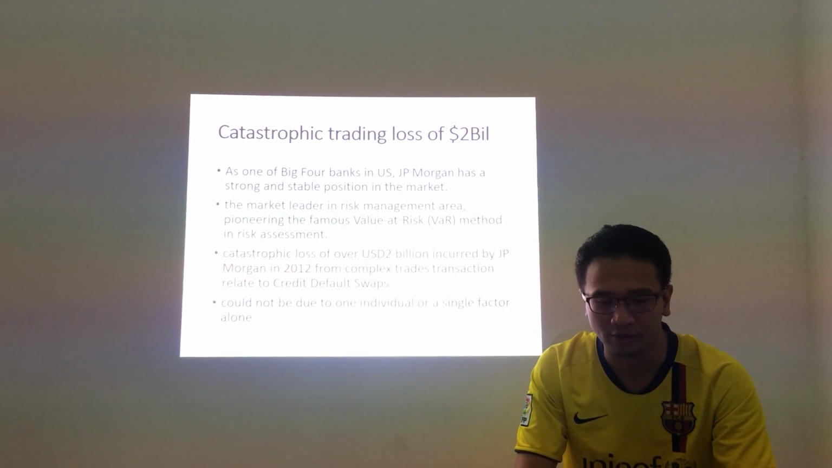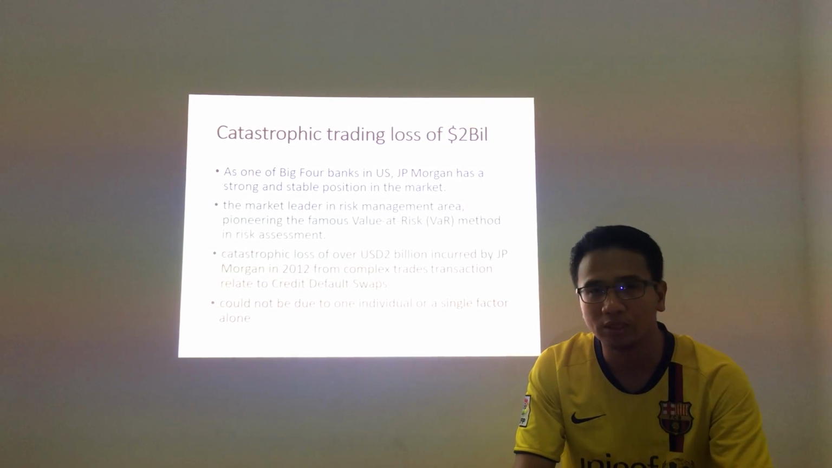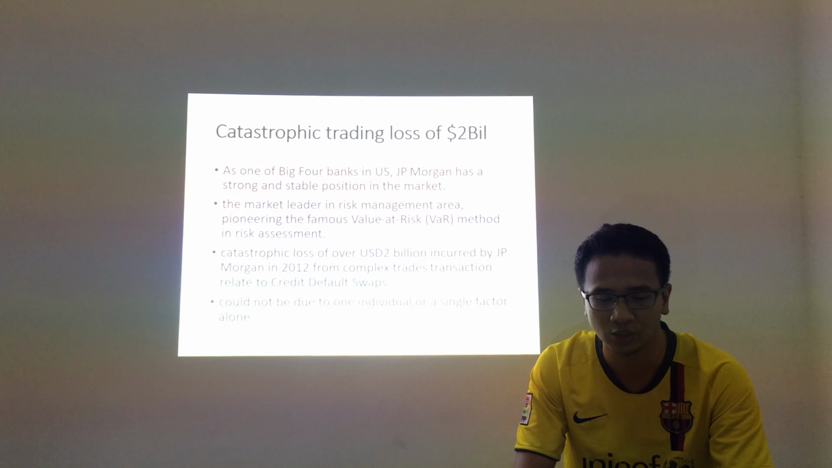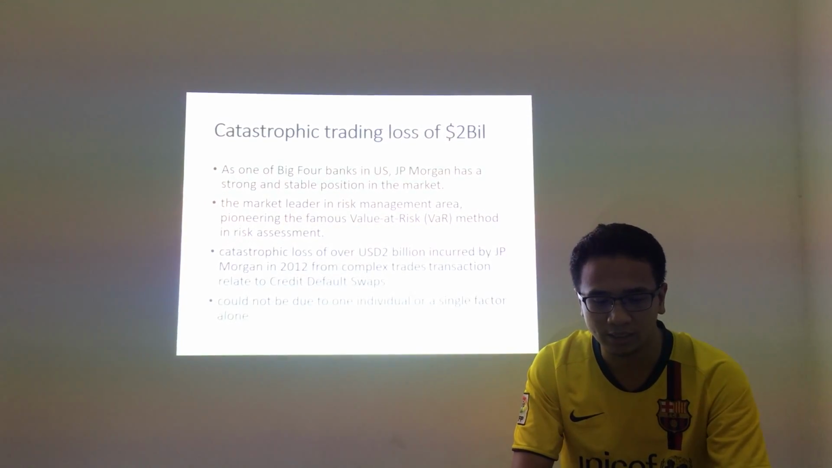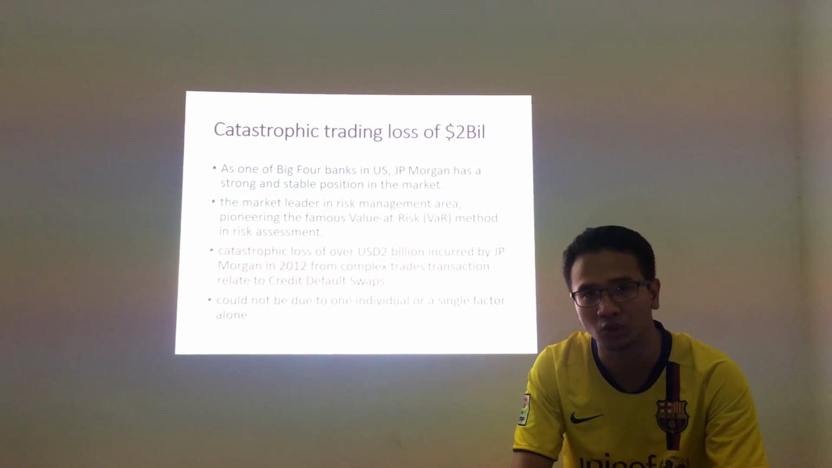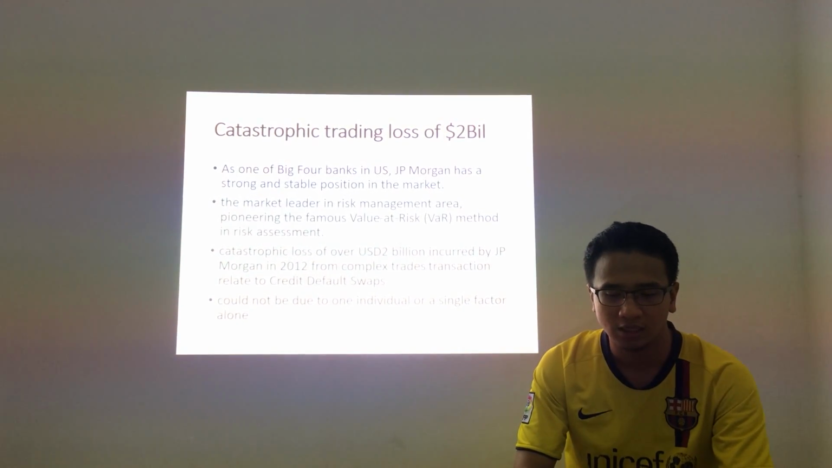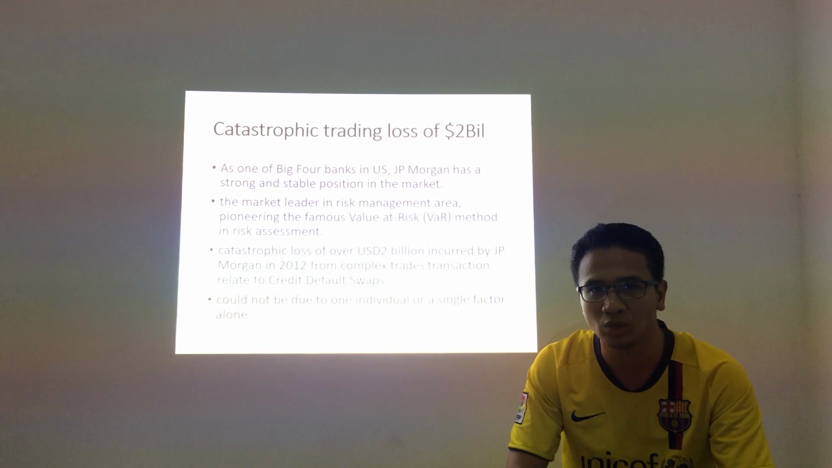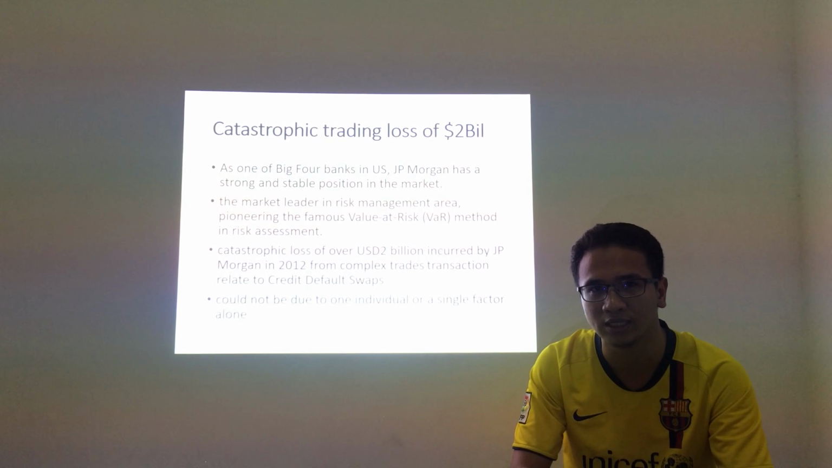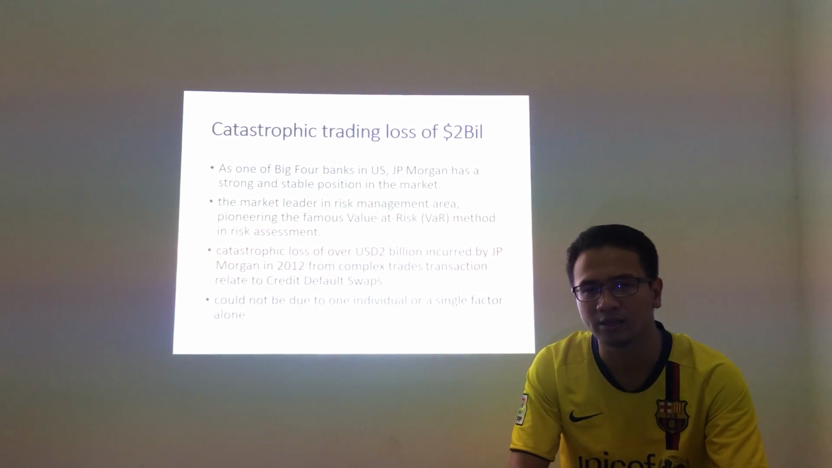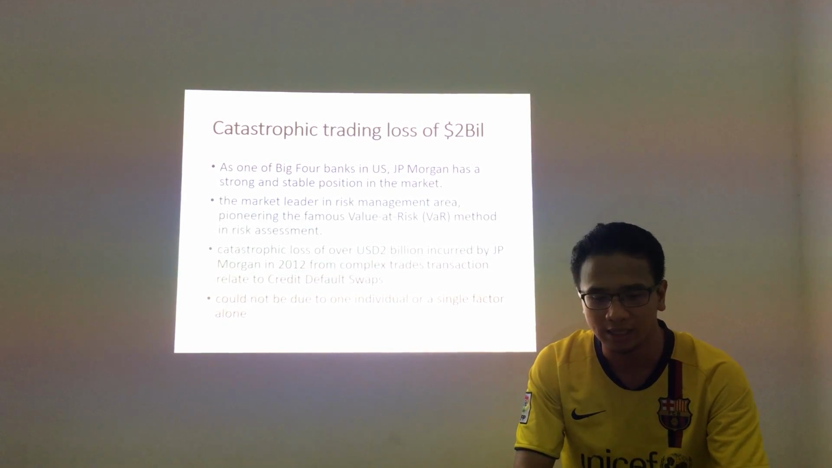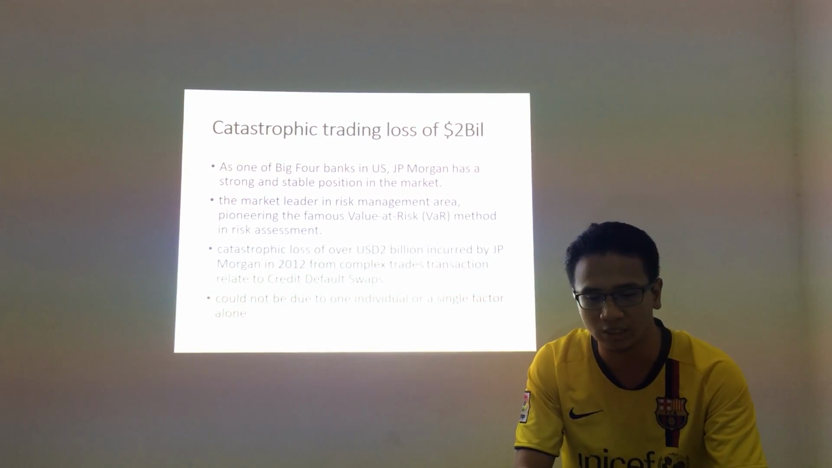However, in 2012, JP Morgan experienced a catastrophic loss of over $2 billion, where they incurred losses from complex trade transactions related to credit default swaps or CDS. Obviously this huge loss could not be attributed to a single factor, but rather to a sequence of factors that accumulated into these losses.